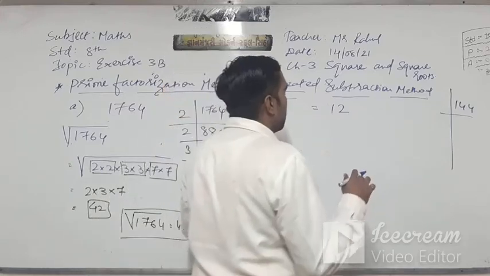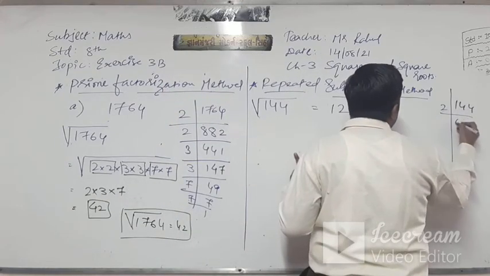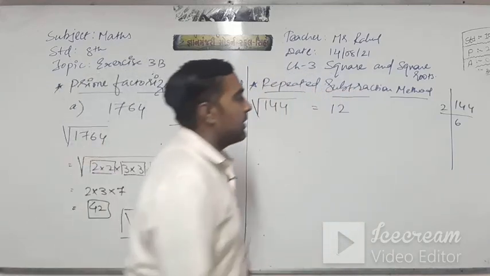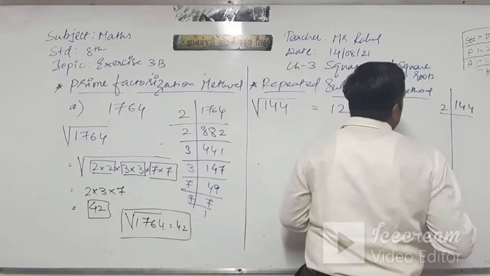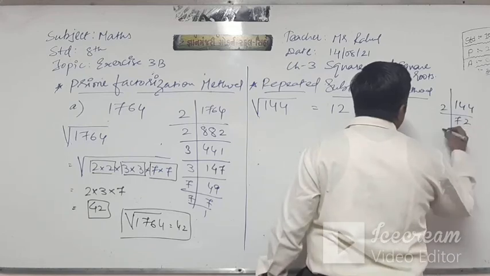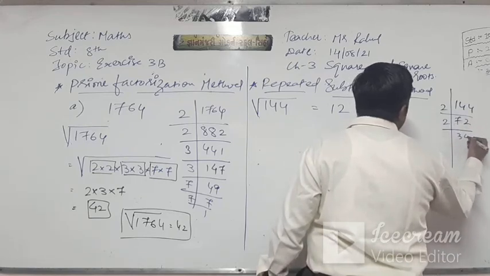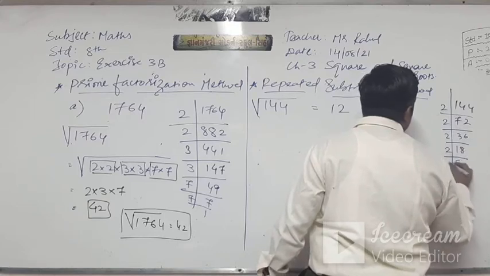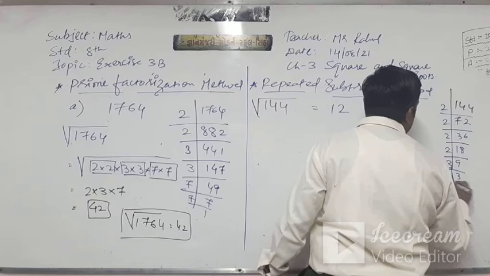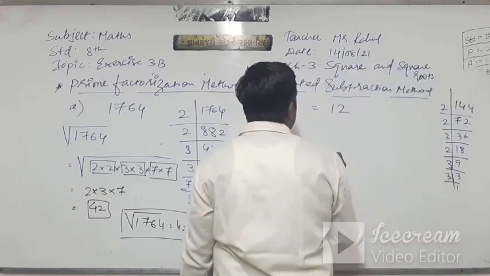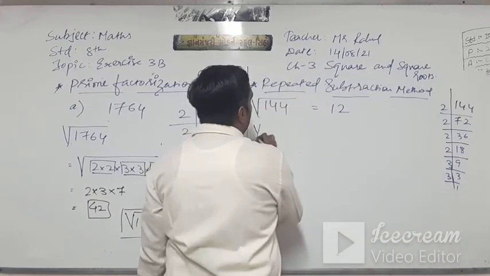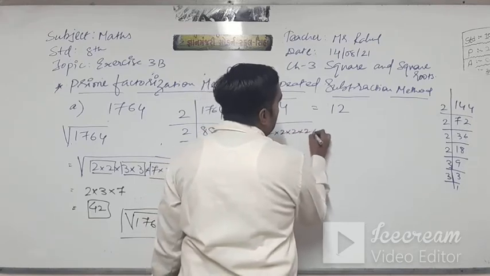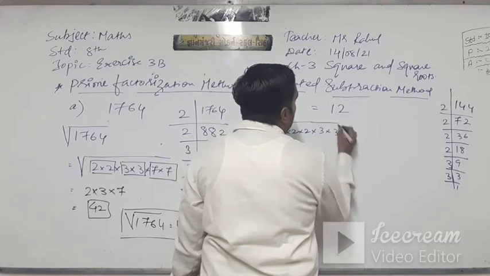So its answer is again 12. 2 6s are 12, 2 7s are 14, 2 2s are 4, 2 36s are 72, 2 18s are 36, 2 9s are 18, 3 3s are 9, and 3 1s are 3. So what is the prime factorization of 144? The prime factorization of 144 is 2 into 2 into 2 into 2 into 3 into 3, right?